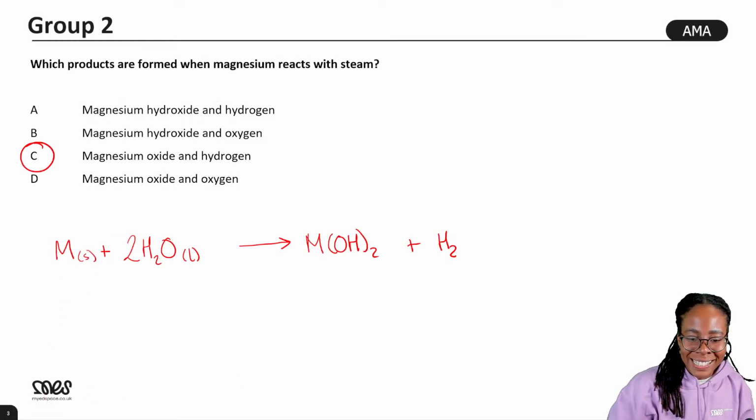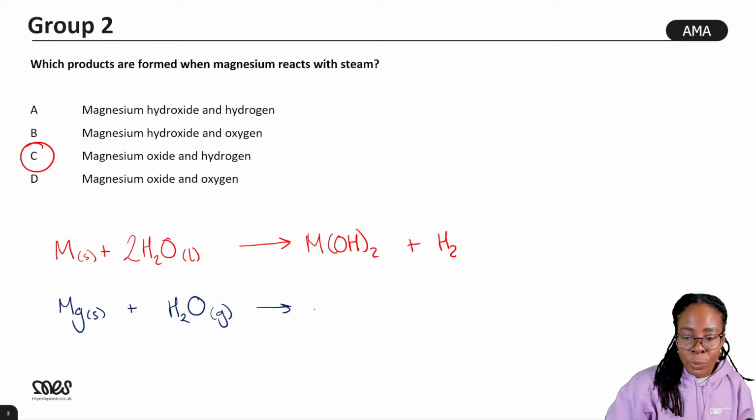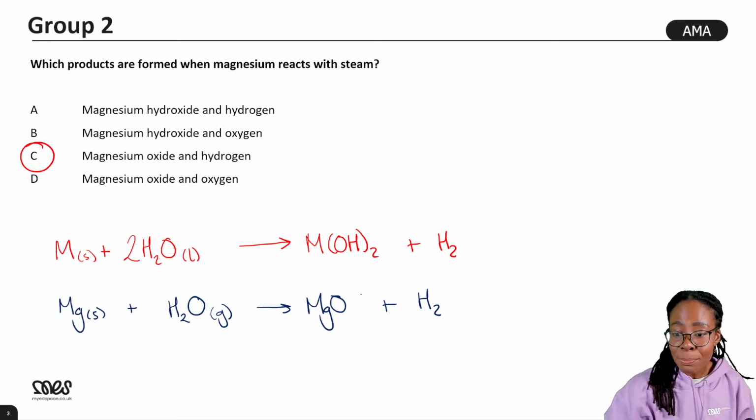However, for magnesium as our exception, we'll say magnesium reacts with steam. So our state symbol instead will be gas, and we will produce magnesium oxide and hydrogen. And that quite nicely is balanced. Let's put aq here. Okay. Here, magnesium oxide will be solid.